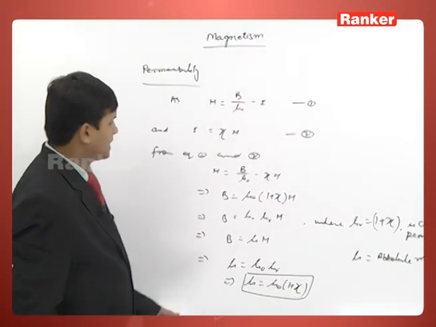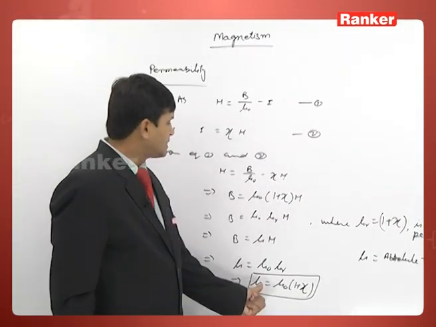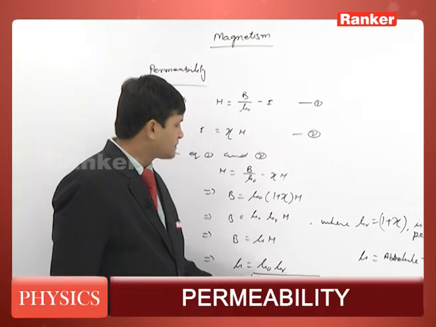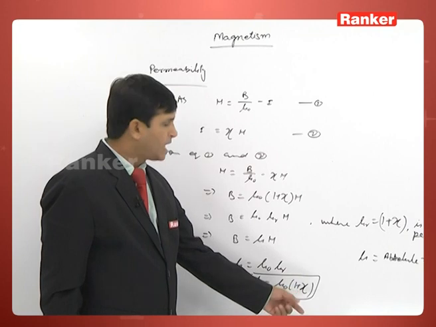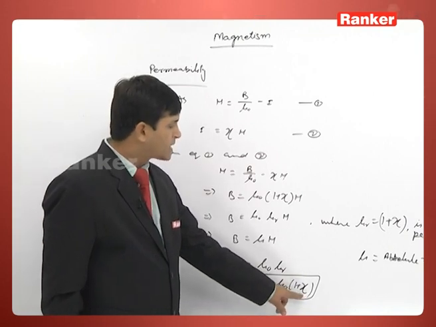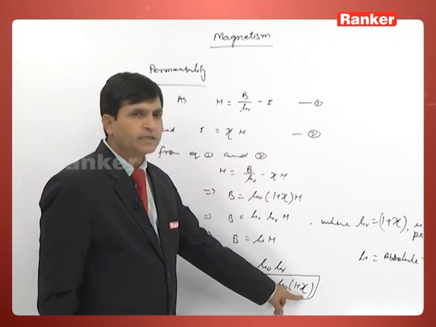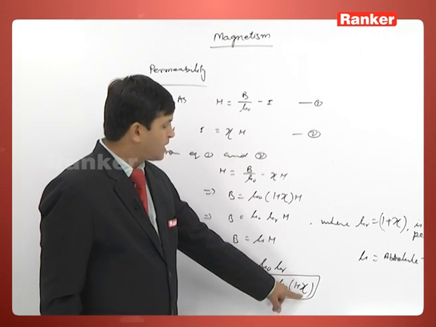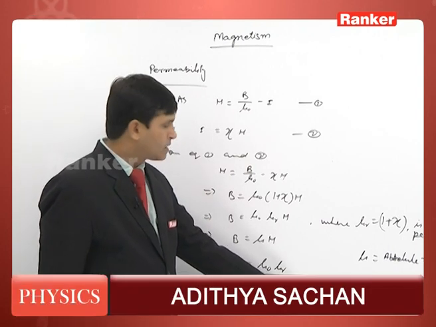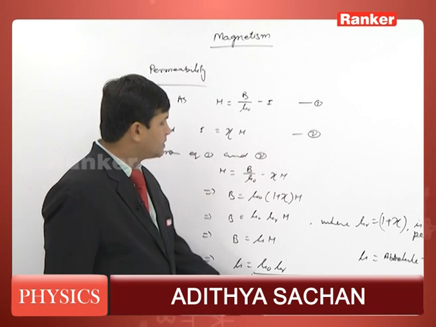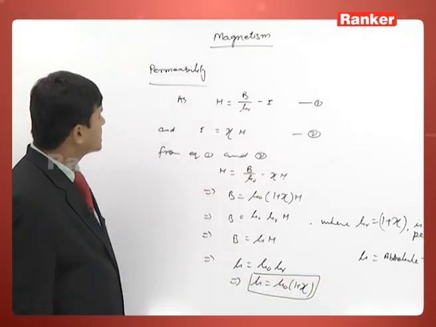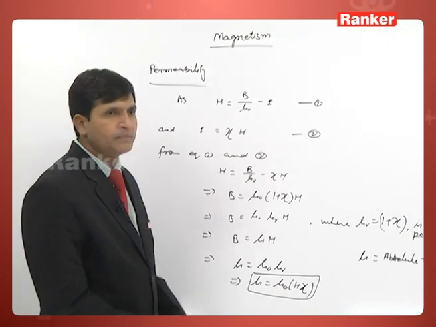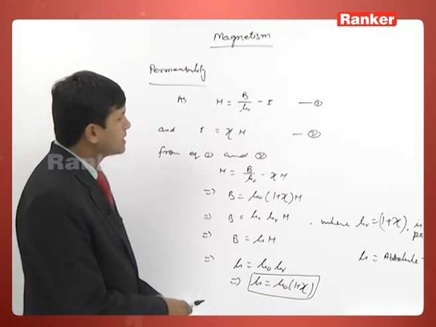This is the relation for that, and the value of psi depends on which type of material we are having. For diamagnetic material, the value of psi is negative, for paramagnetic it is positive, while for ferromagnetic the value is very large and positive. This is the magnetic permeability of the material. Now, come to another point.